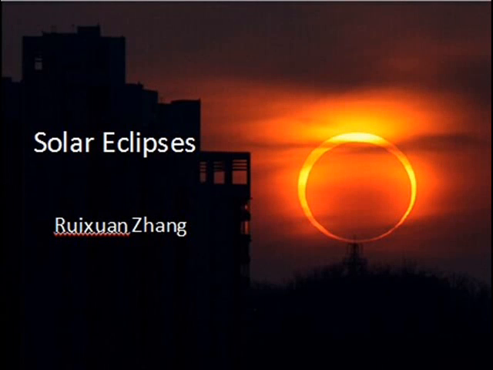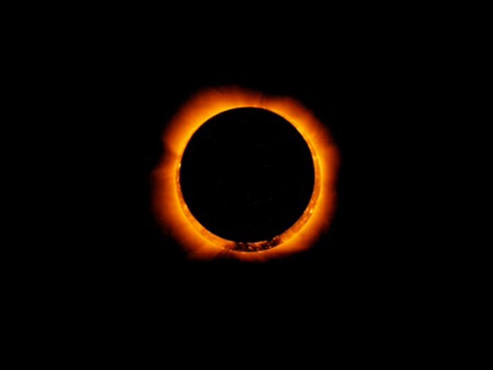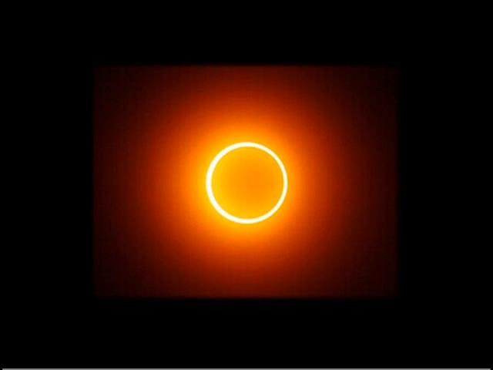Today I'm going to talk about solar eclipses. An annular solar eclipse happens when the moon covers the sun's center, leaving the sun's visible outer edges to form a ring of fire, or an annulus around the moon.